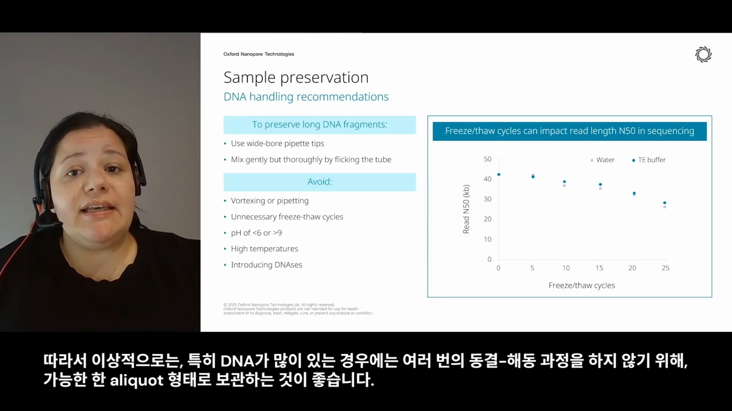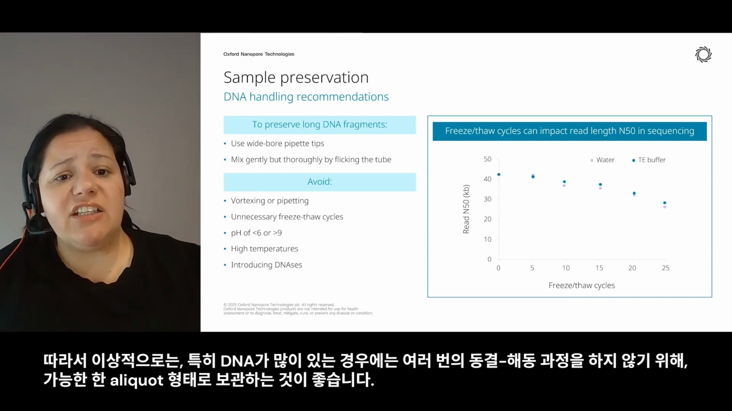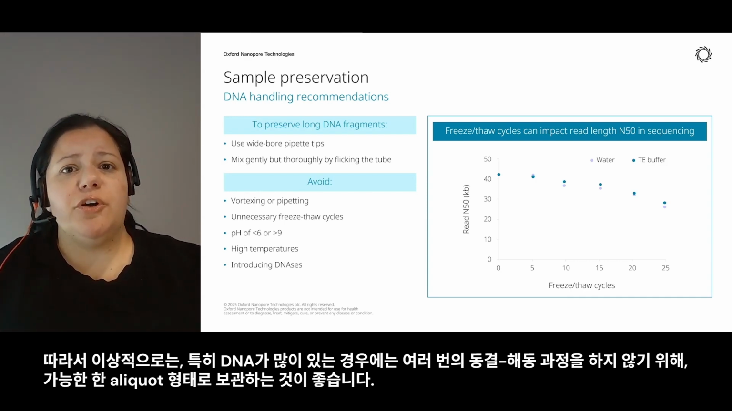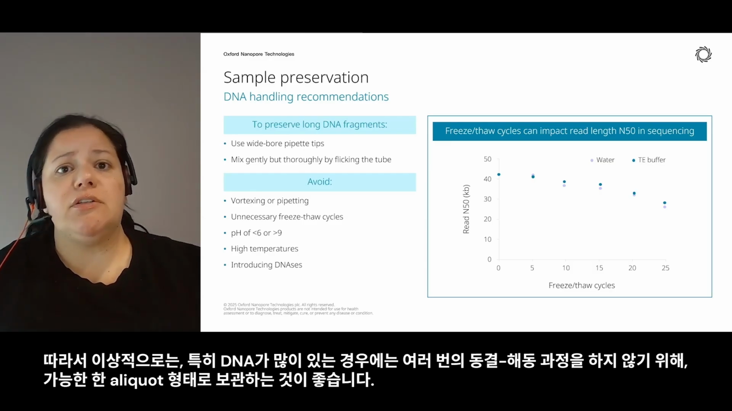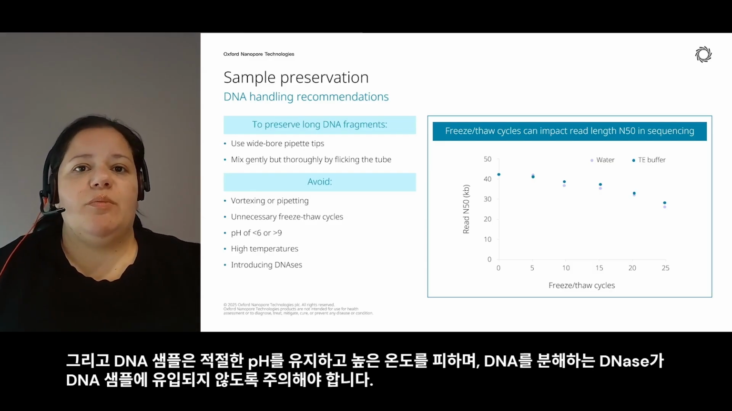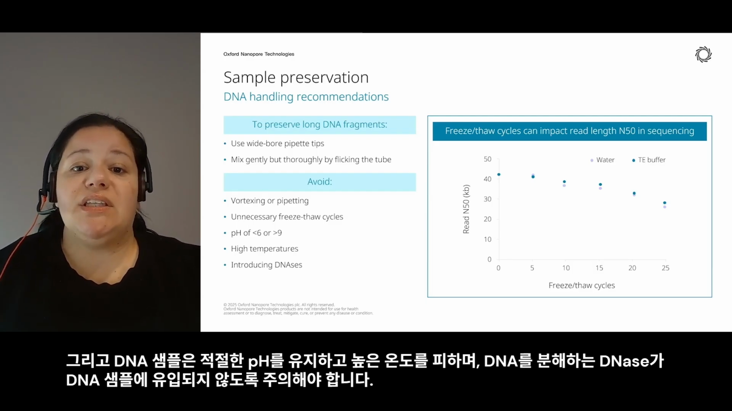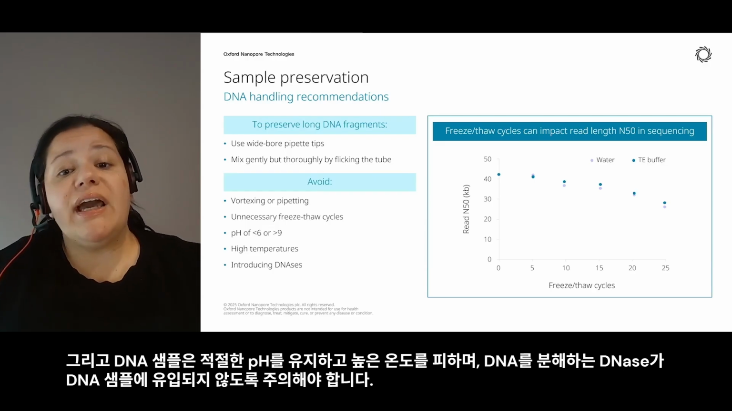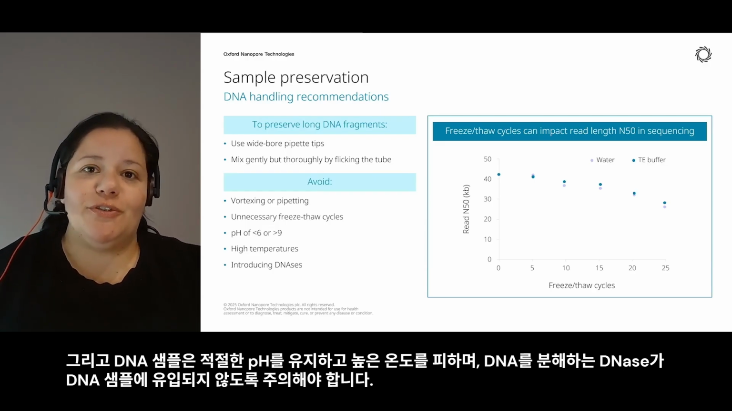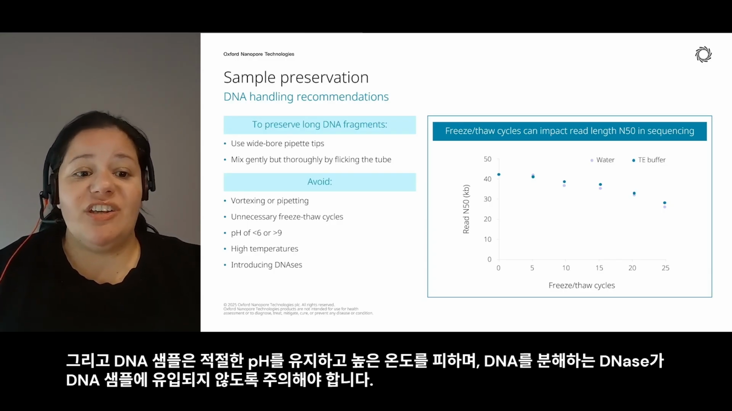So ideally, and especially if you have a lot of DNA, you should try to keep it in aliquots just to avoid multiple freeze-thawing cycles for each of those tubes. And just remember to also keep your DNA samples with a pH within the reasonable level, avoid high temperatures, and of course, avoid introducing DNases because they will destroy your DNA sample.